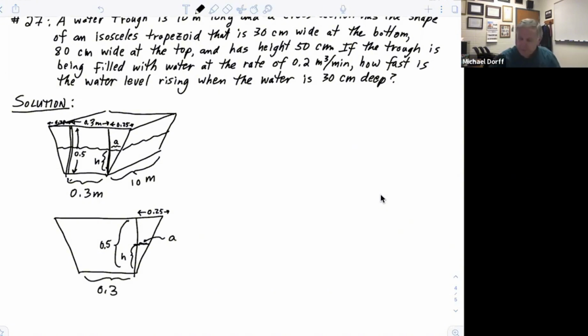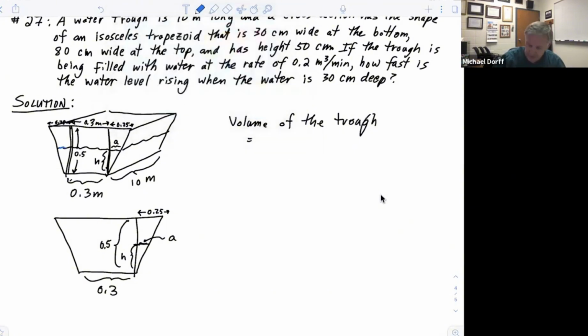The water is being filled, which means the volume is increasing. What's the volume of the trough? Or you can call it a box if you want to. What does it equal? Well, it's going to be the area of the trapezoid part that's being filled with water times the length, which is 10 meters.